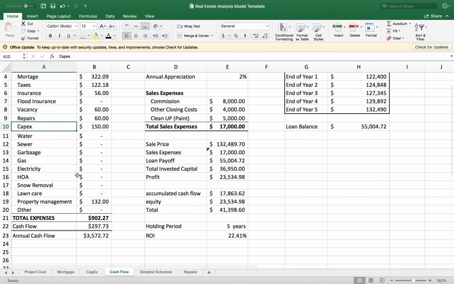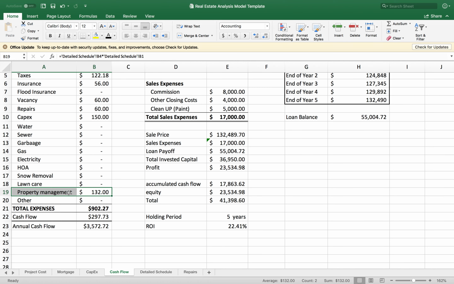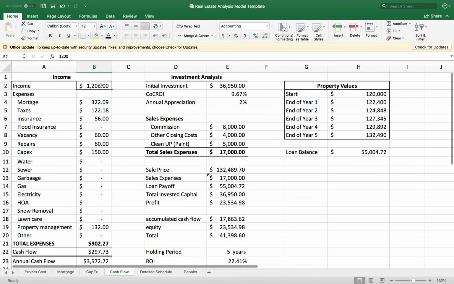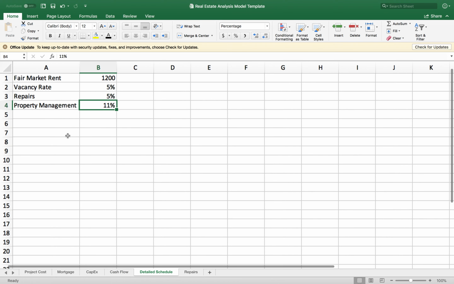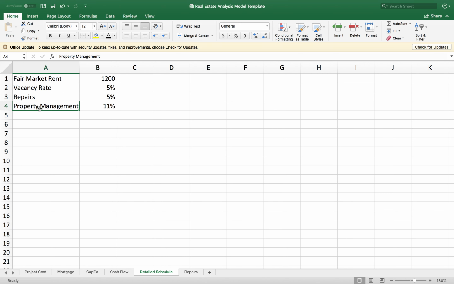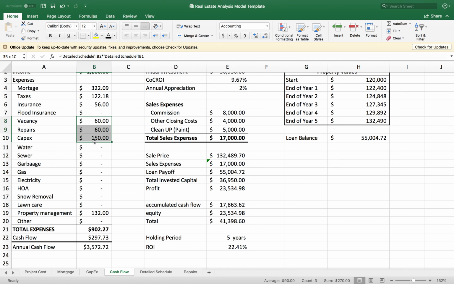The last expense that we have is the property management fee. Ideally, when you invest in real estate property, you eventually want to hire a property management company to manage your property for you. They will typically charge you anywhere between 8% to 12% of your monthly revenue, as you see here. If I take you over to my detailed schedule, you will see that I'm paying 11% in property management fees. I'm also budgeting for 5% in repairs and a 5% vacancy rate, which is how I got to this amount here.